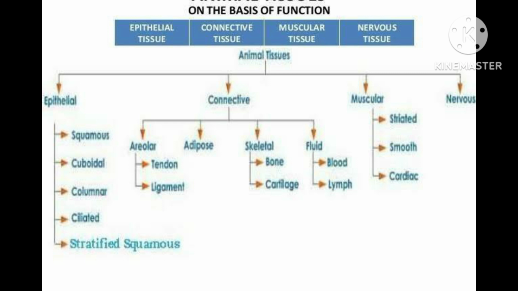Connective tissue is subdivided into areolar, that is tendon and ligament, adipose tissue, skeletal tissue, that is bone and cartilage, and fluid tissue, blood and lymph. Muscular tissue is subdivided into striated muscles, smooth muscles and cardiac muscle, and our last tissue is the nervous tissue. We will discuss them one by one with the help of their diagrams and pictures, and we will read more about their functions.